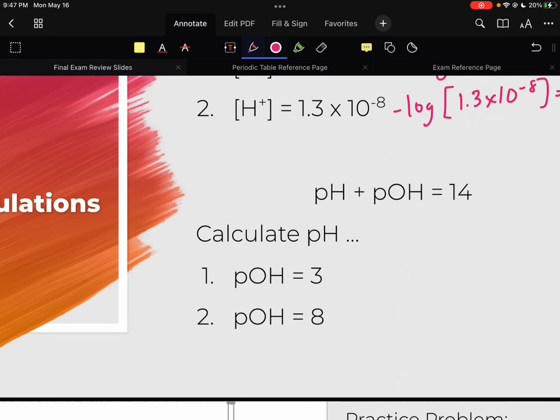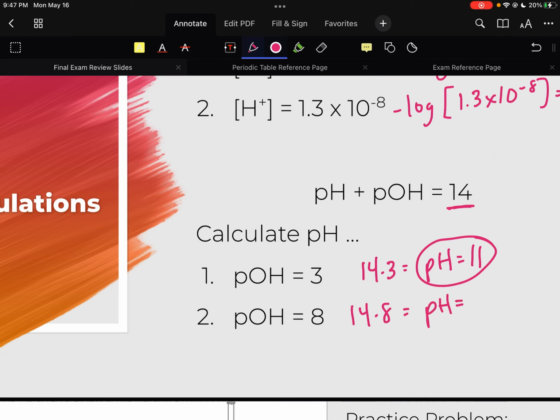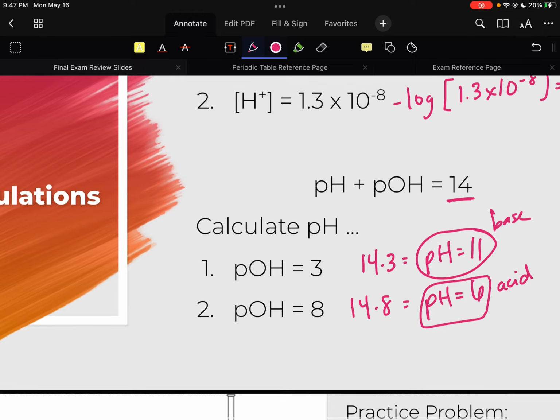Sometimes you're not given pH, but you can calculate the pOH. And remember, they both have to add up to 14. So in this case, I could just do 14 minus 3. So the pH is 11. 14 minus 8, the pH is 6. So this would be a base, and this would be an acid.